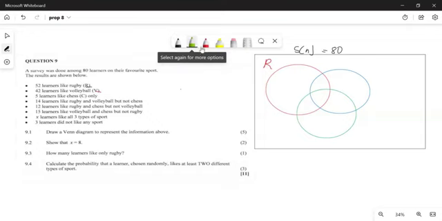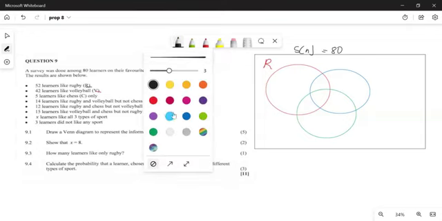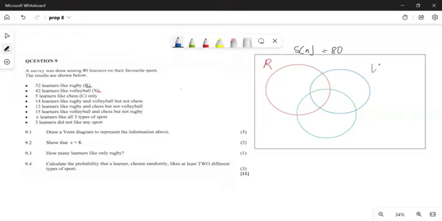Let's use blue here for volleyball, V. And then we have green one, it's chess. So we have R, we have V, and we have C as they are represented here. They say 14 learners like rugby and volleyball, but not chess. 12 learners like rugby and chess, but not volleyball. 15 learners like volleyball and chess, but not rugby.